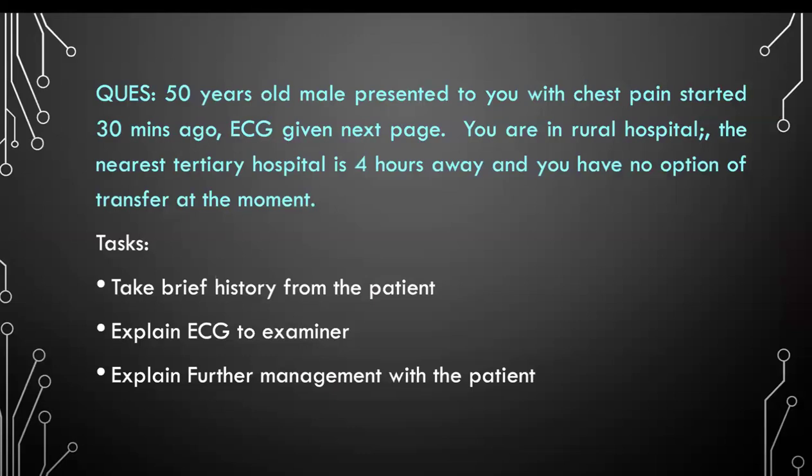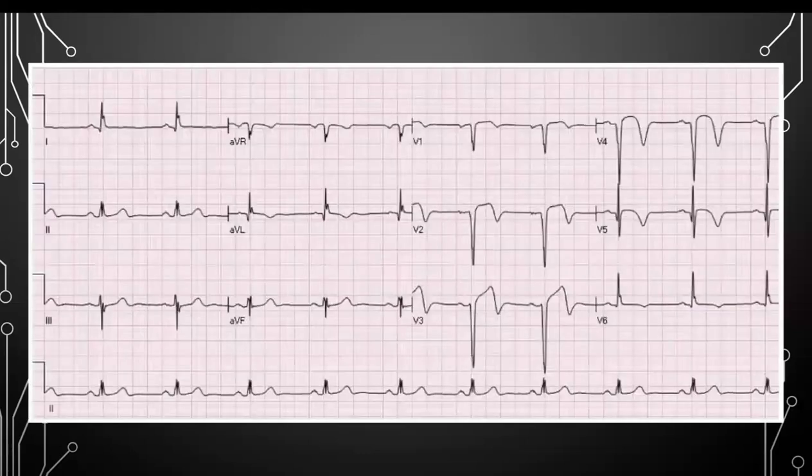So, dear examiner, the ECG that I have is an ECG that shows sinus rhythm with a heart rate of 80 beats per minute. I can see there is sinus rhythm and there is ST elevation over leads 2, 3, and 4, which is the anterolateral. Otherwise, I don't see any other irregularity in this ECG.